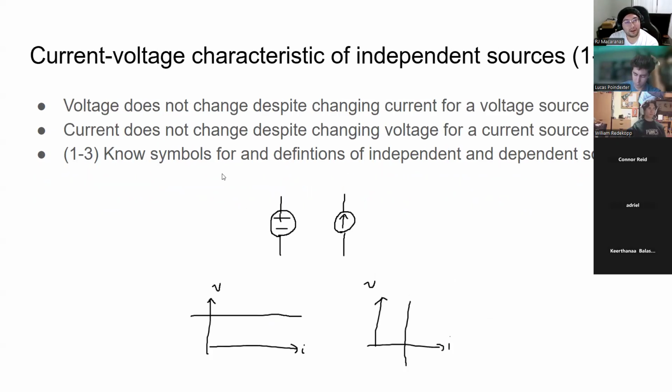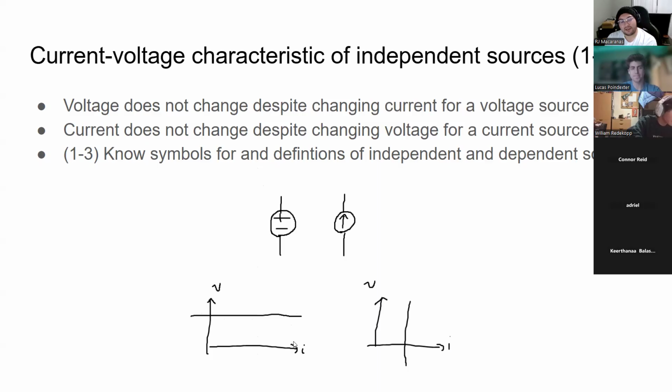So when we're looking at circuit elements, we like to talk about their current-voltage characteristics. Here I've drawn them out for these independent sources, right? For the voltage source, we can see that no matter what current, and this is supposed to be a straight line, it was as straight as my hand could draw it.